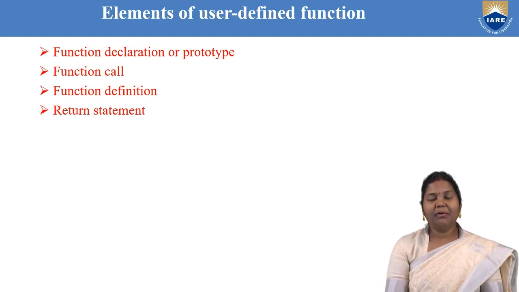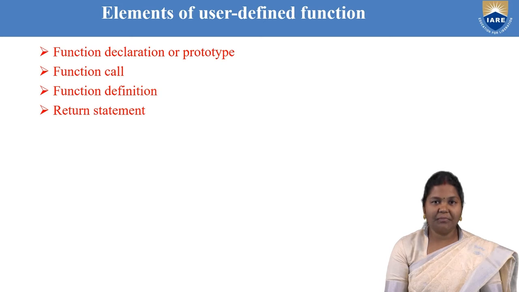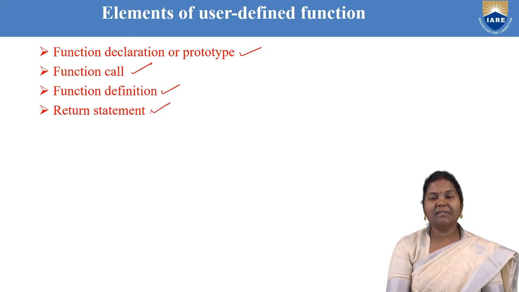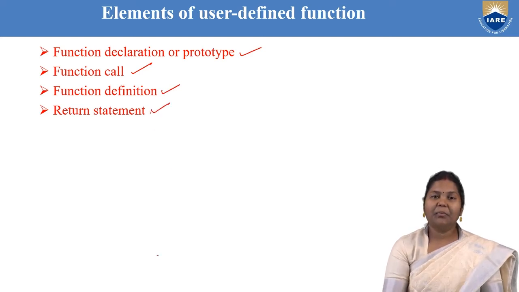Now, if you want to write a user-defined function, what are the elements of a user-defined function? First of all, we have to declare a function: function declaration or prototype. The second element is you have to call the function. Third is you have to write the function definition and the return statement. These are the four important aspects while writing in the functional programming approach.